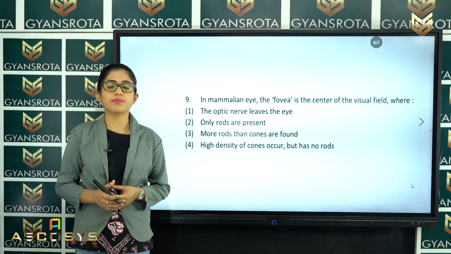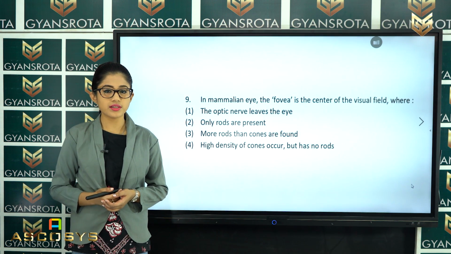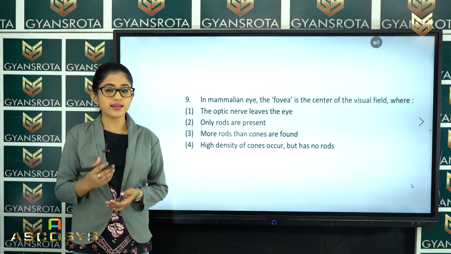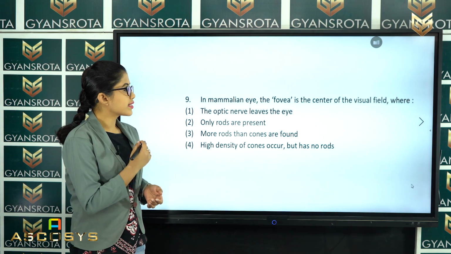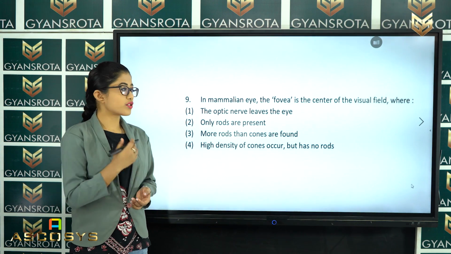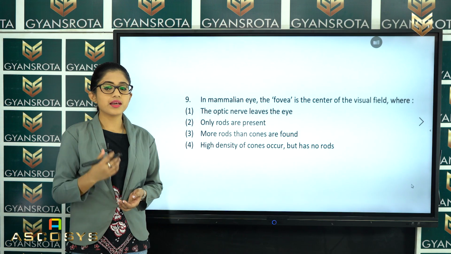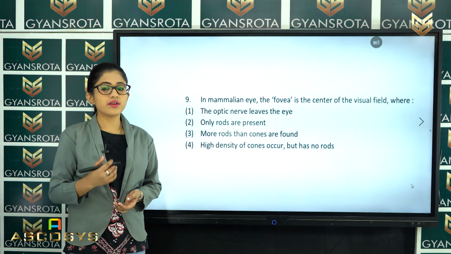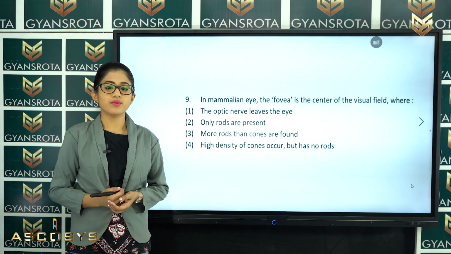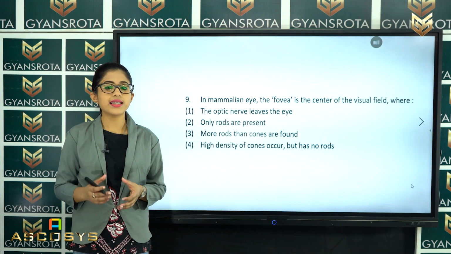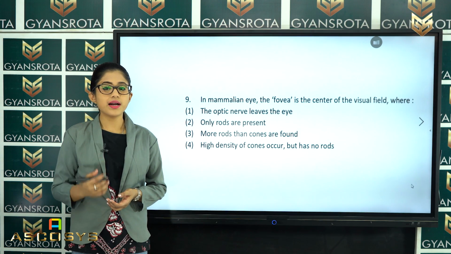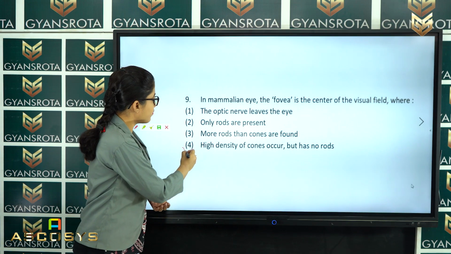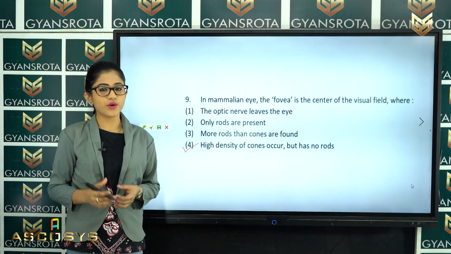So, this is from the chapter Neural Control and Coordinations. So, in the last topic we have discussed about the human eye and ear. So, human eye, what is the correct answer of this question? So, in this question it has asked that in mammalian eye, the fovea is the center of the visual field and this visual field is where the high density of cones take place, but it has no rods. So, among these 4 options, option number 4 is the correct answer of this question.